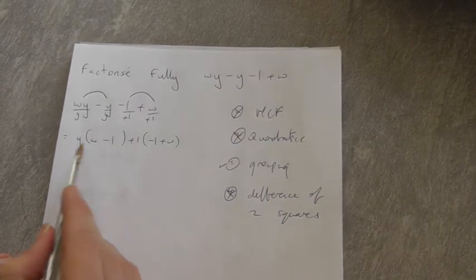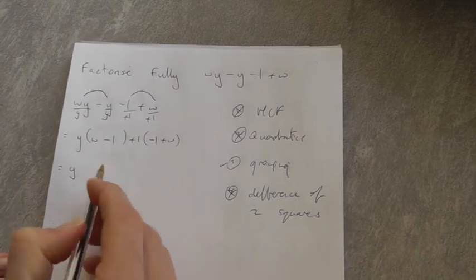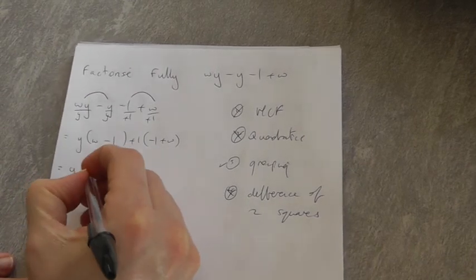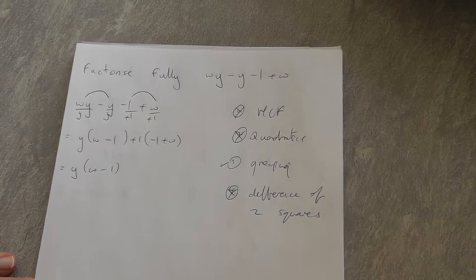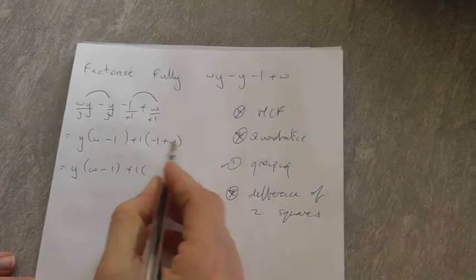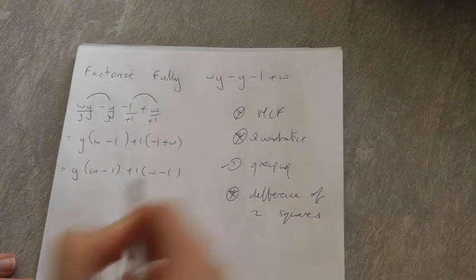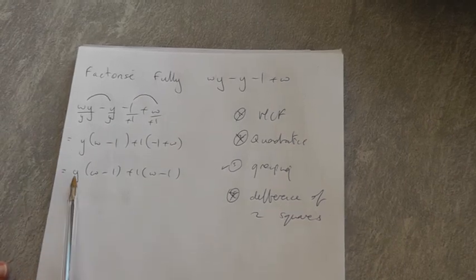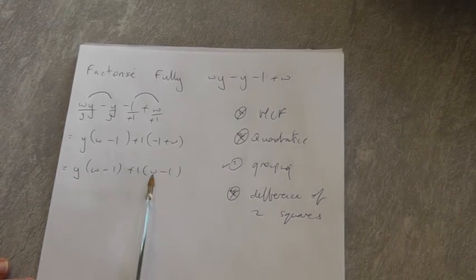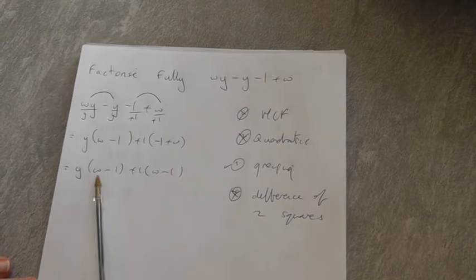We have our 2 brackets ready to go. What I would like though is the 2 brackets to be identical. So I'm going to leave the first bracket as is, and the second bracket, I'm simply going to swap these around into w minus 1. So we now have y bracket w minus 1 plus 1 bracket w minus 1. And you will see now that the 2 brackets are identical.